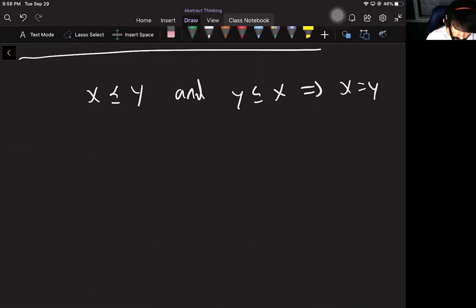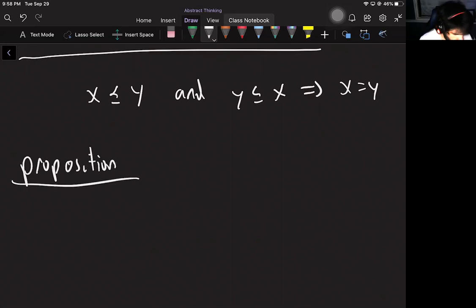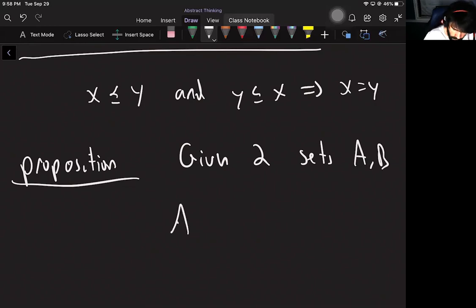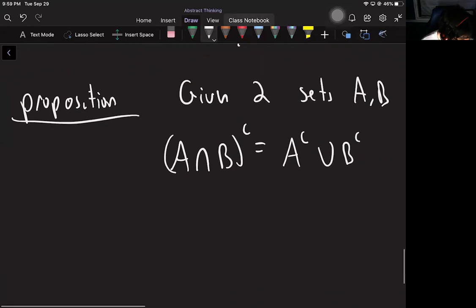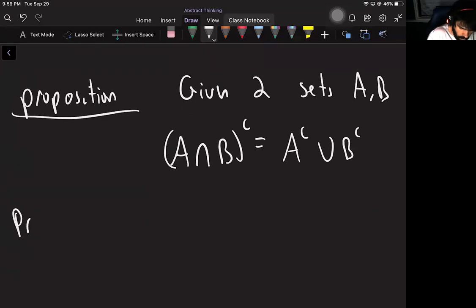Let's do a De Morgan's law, just for some extra practice, we'll do one of those. So given two sets, A and B, the statement is that if I intersect them and then I take the complement of that, it should be the same as if I complement each of them individually. Oops, one of those should be a B. And then I switch the intersection to a union. Okay, so let's prove this one.